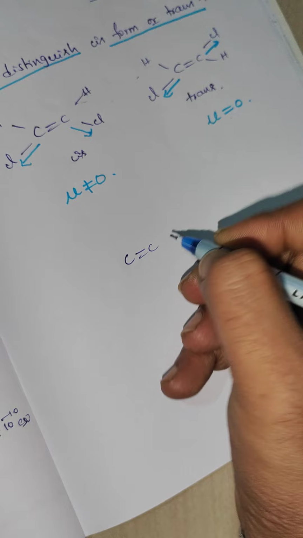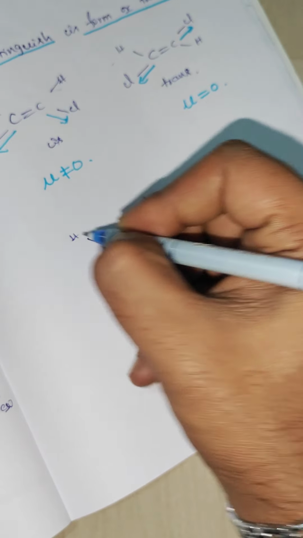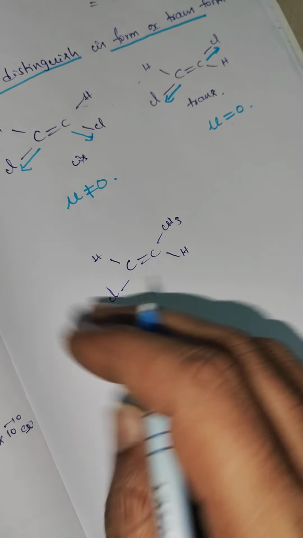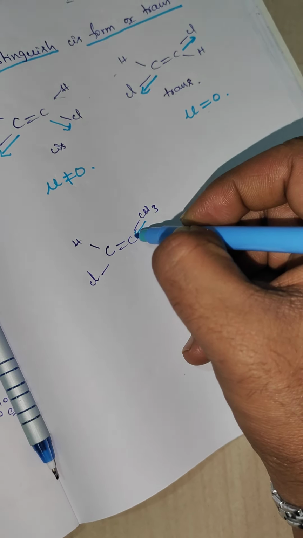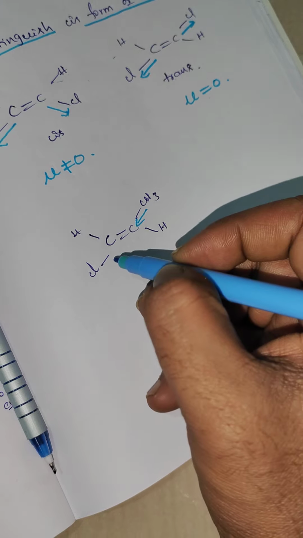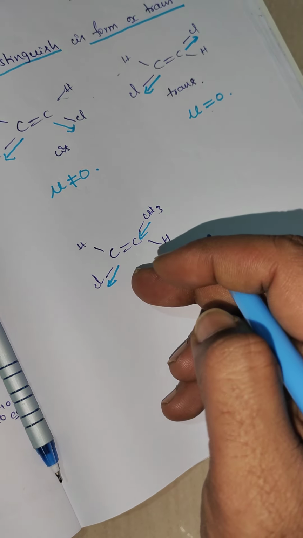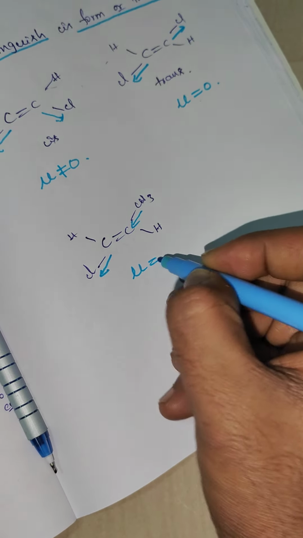C double bond C, CH3, H, chlorine. This is also trans, opposite directions. But here the methyl group is donating electrons to carbon. Here chlorine has the highest electronegativity. That means the direction will be the same, not opposite. The direction will be the same, so here the dipole moment is not equal to 0.